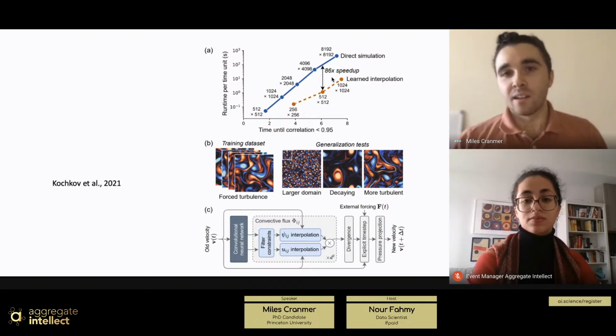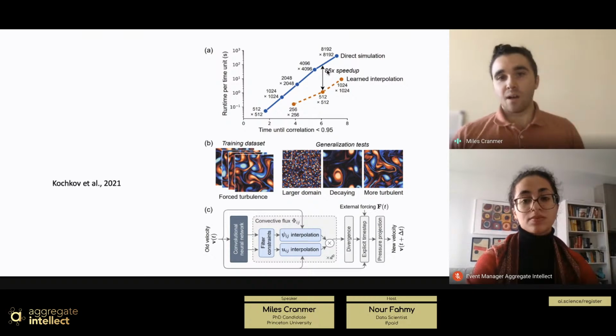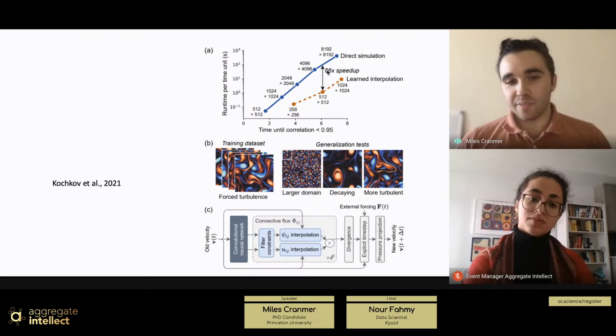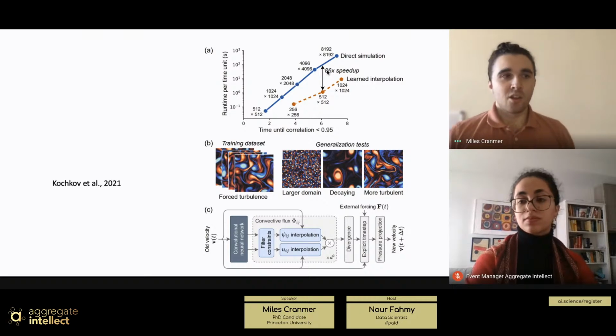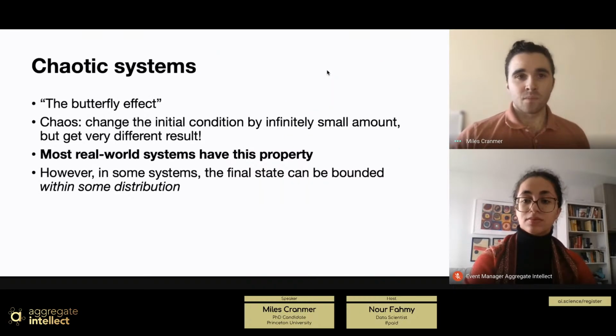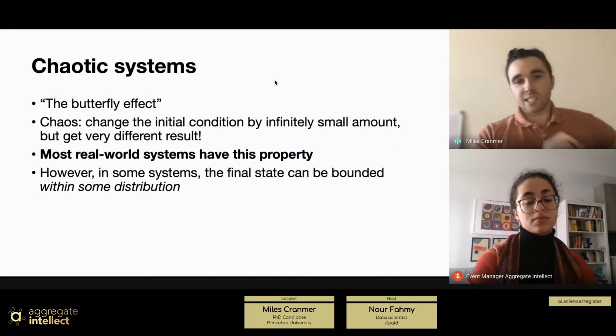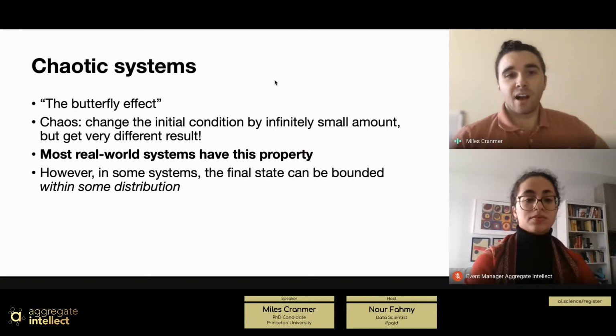So you get like an 86 times speed up by doing this process. So this is a really powerful idea of using deep learning to speed up simulations. The next thing I want to talk about is chaos.